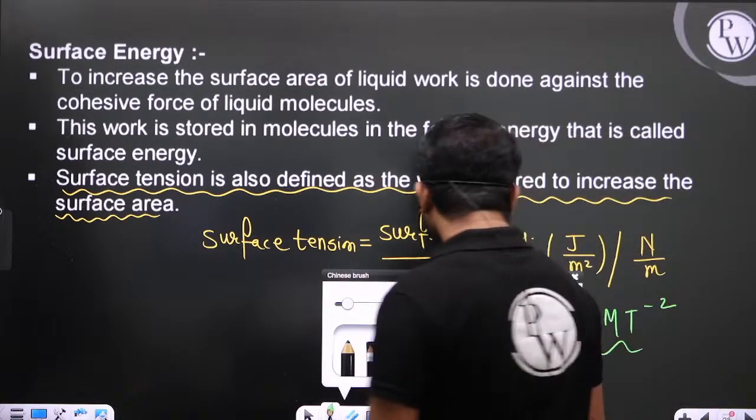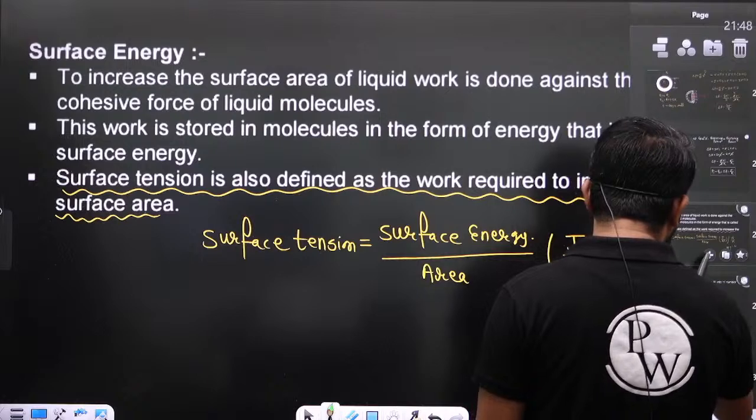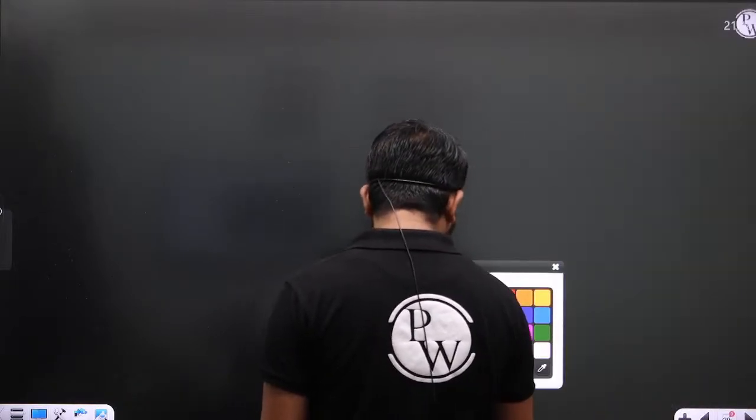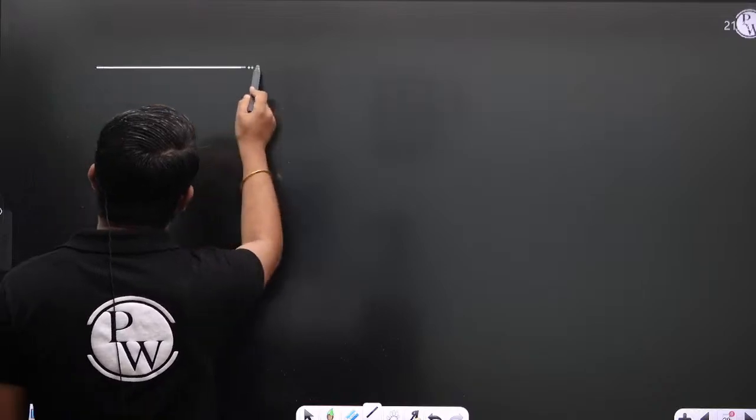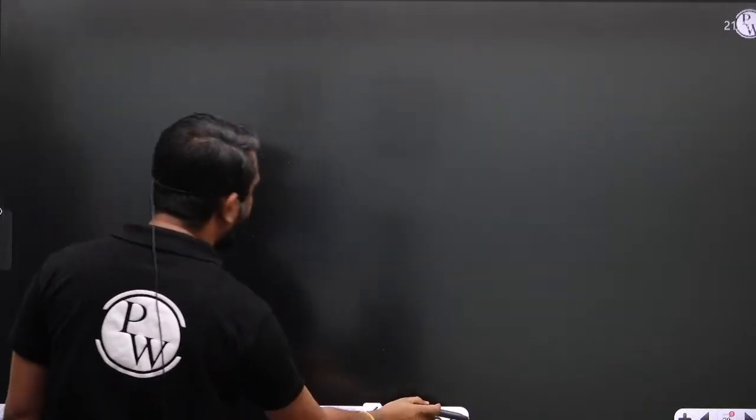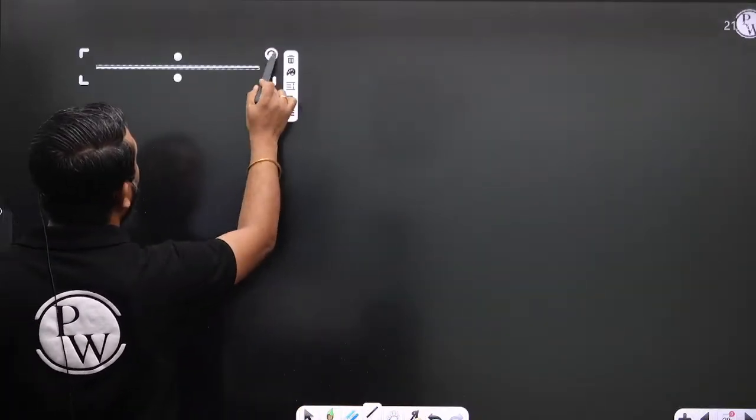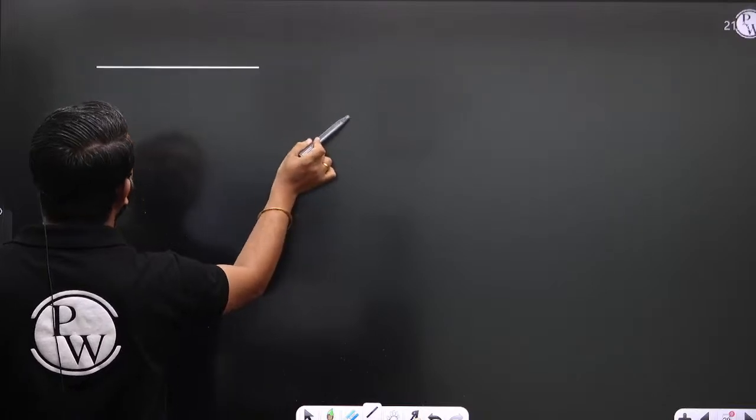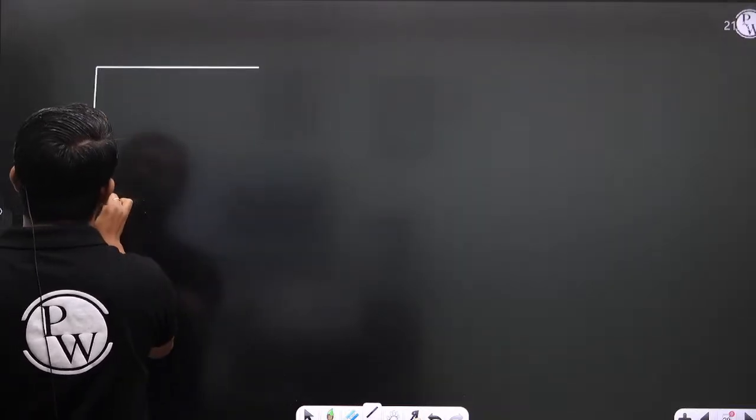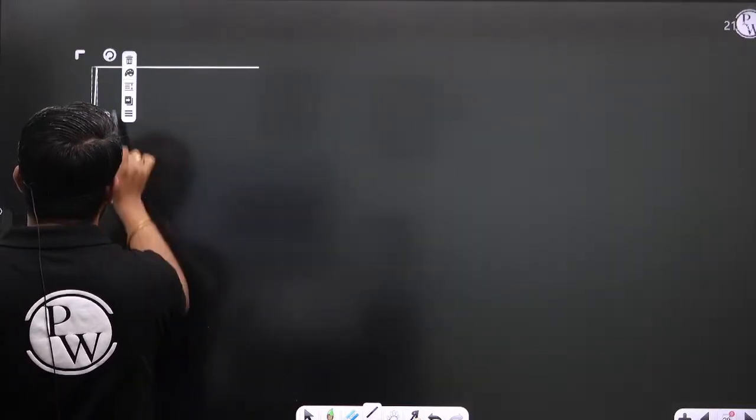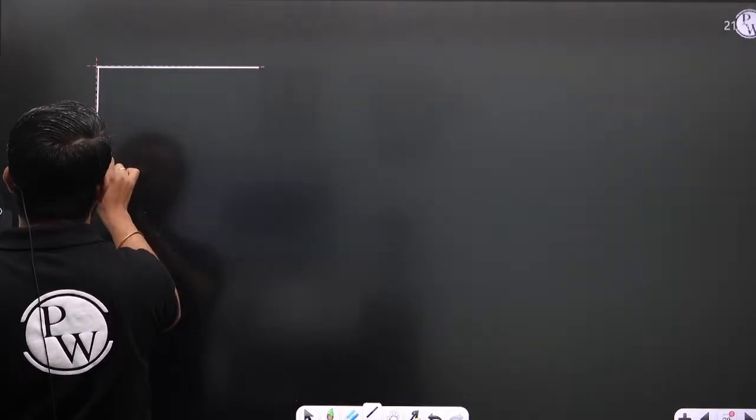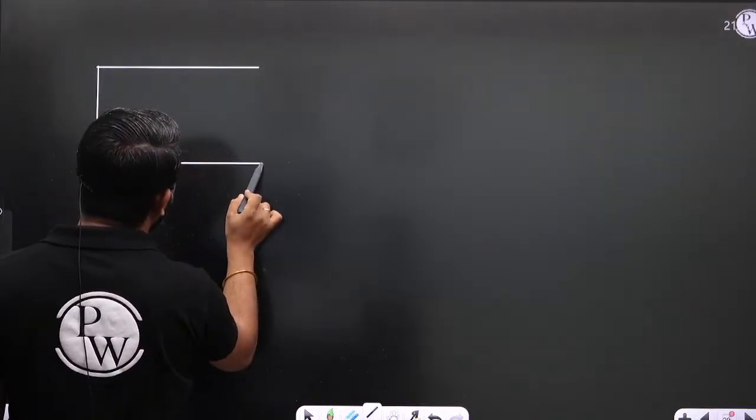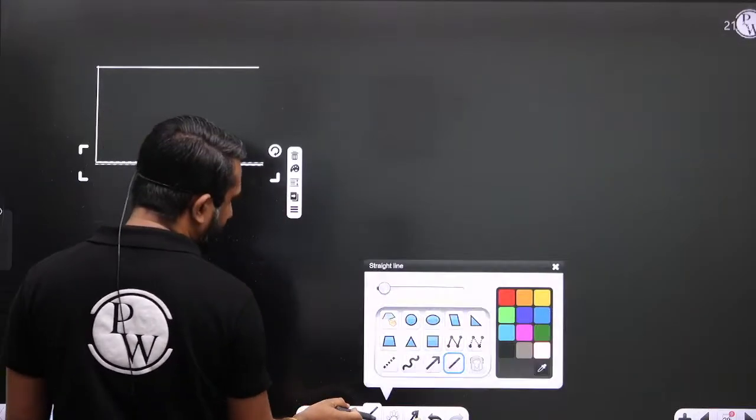Fine. Now to understand this, let us consider there is a U-shaped wire like this.